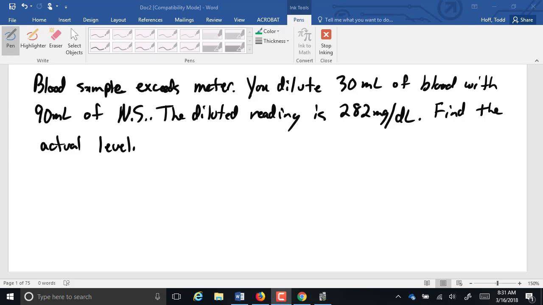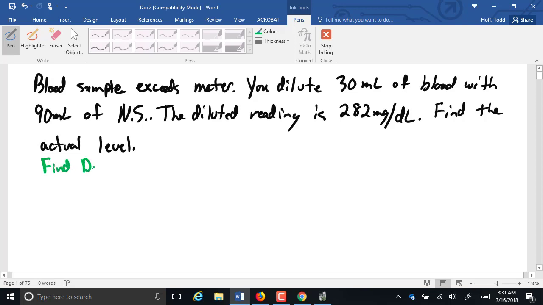Blood sample exceeds the meter, so we dilute 30 milliliters of blood with 90 milliliters of normal saline, sterile water. The diluted reading, so after we've added the water, the meter gives us a reading of 282 milligrams per deciliter. Find the actual level. Well, the first thing we need to do is find what dilution was formed here.